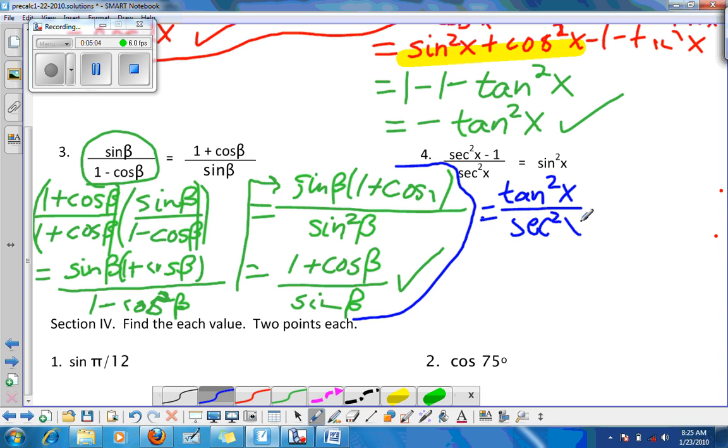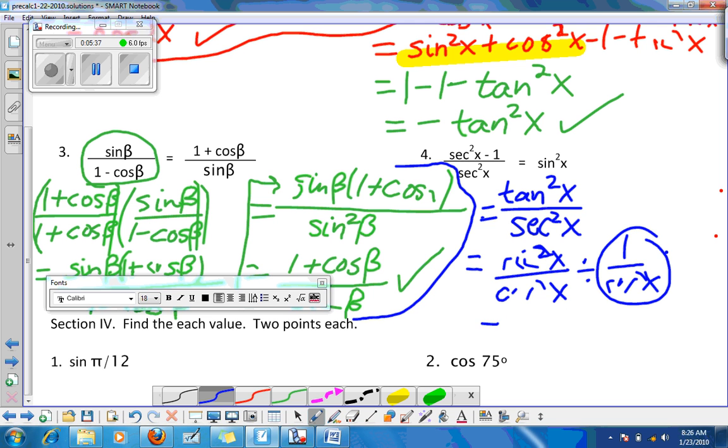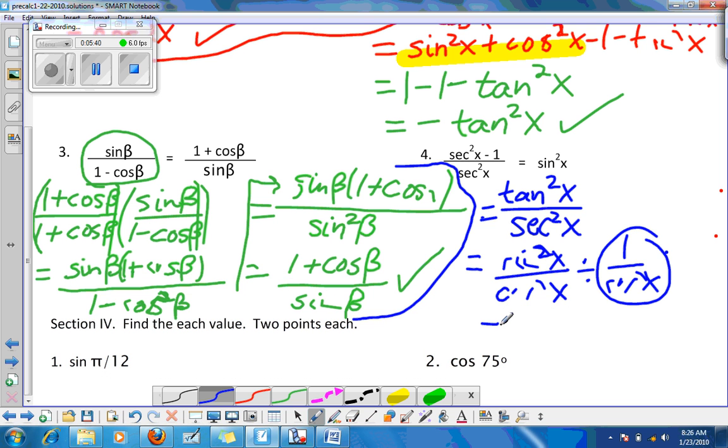Well, let's write these in sines and cosines. This is the sine squared of x over the cosine squared of x divided by 1 over the cosine squared of x. Okay. Well, remember we're dividing by this. We need to flip and multiply. When we do that, our cosines are going to cancel, and we'll get the sine squared of x.